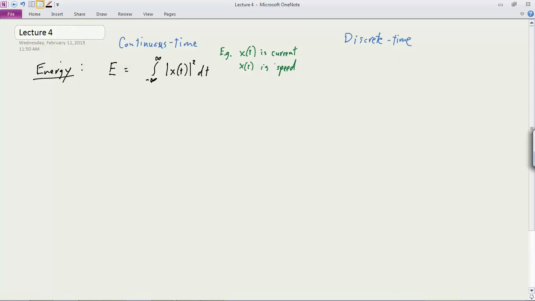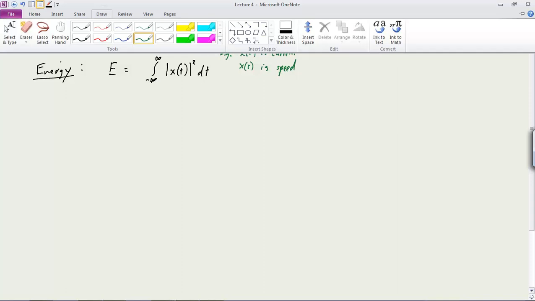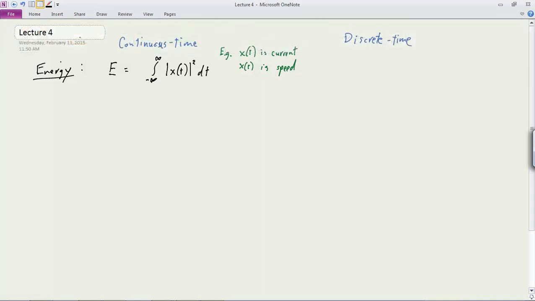I've related these both to power, and yet I'm saying energy. Well, that's because we've integrated over all infinity to get energy. So we don't worry about the units. We're not worrying about what's the constant times this squared. We just say that the energy of a signal is this formula.